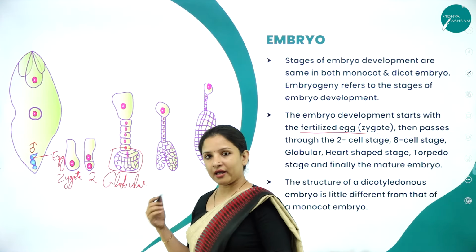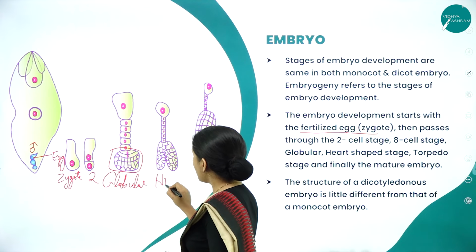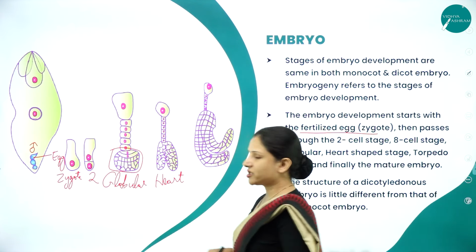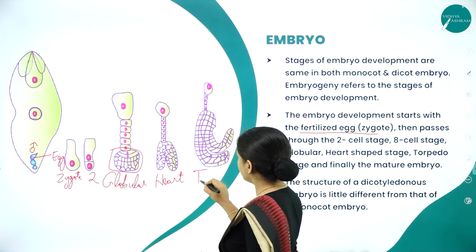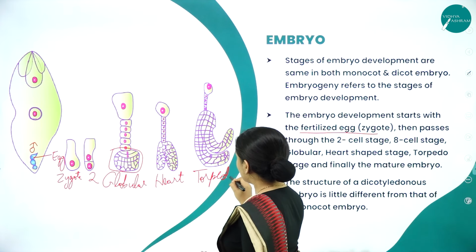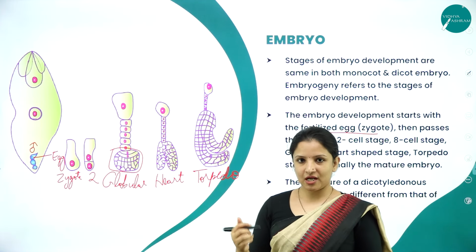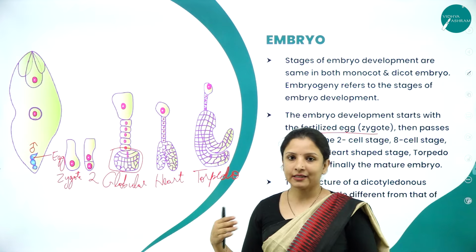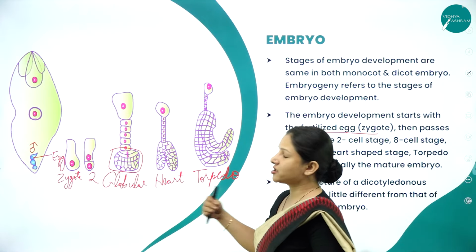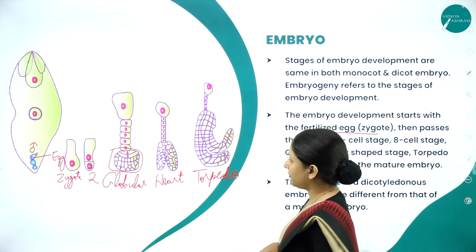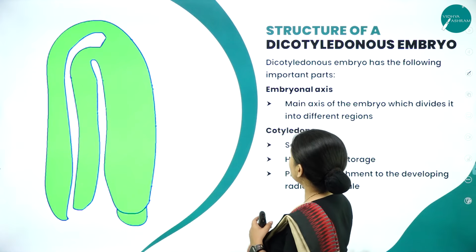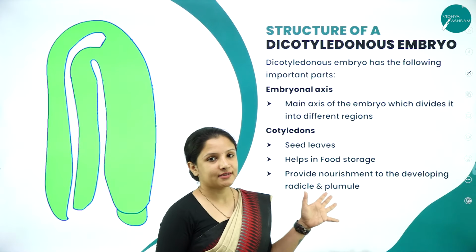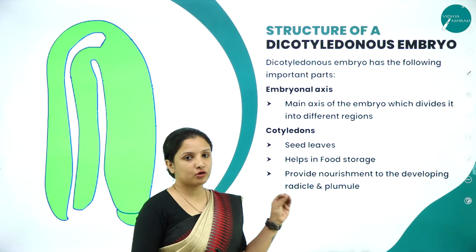Next it will undergo repeated division to form a heart shape. After the heart shape, again it will undergo repeated division to form the torpedo shape. Then after the torpedo shape, the matured embryo will get formed. So these are the stages of development of the embryo. Moving further, these stages, as I told you, are the same in both the monocots and the dicots.